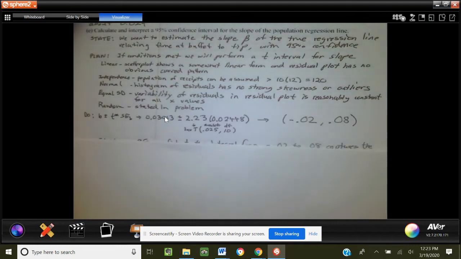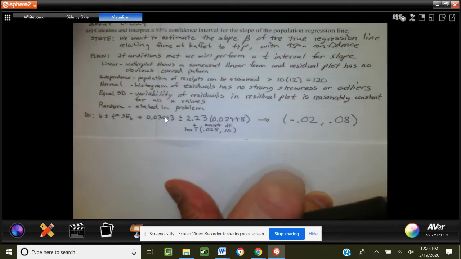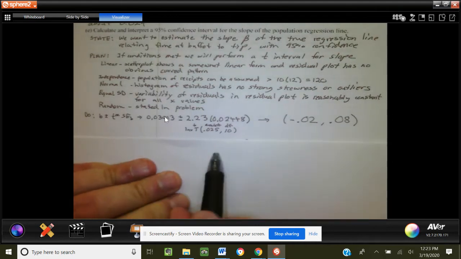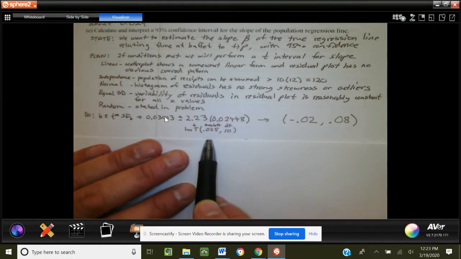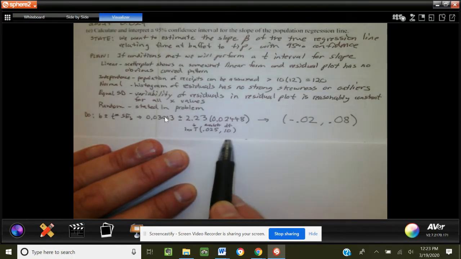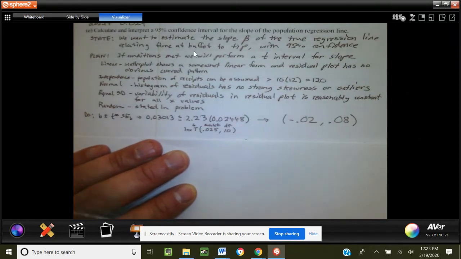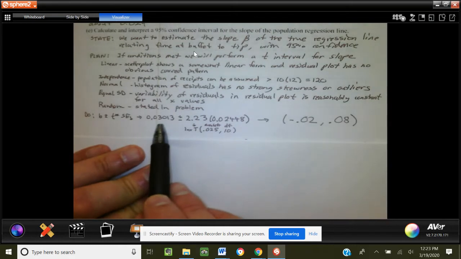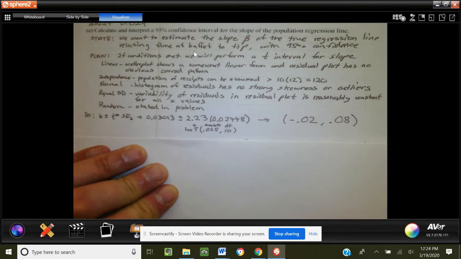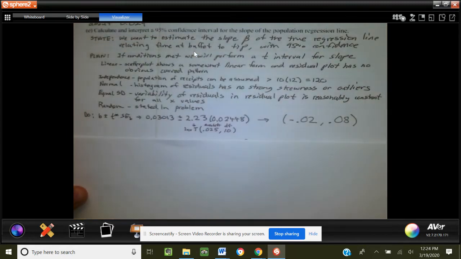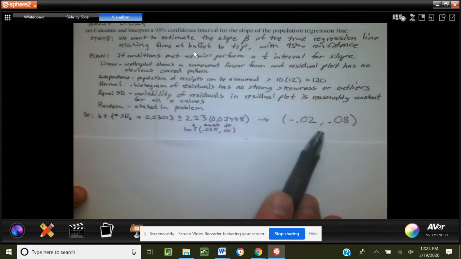All right. So for the do step, we just use our formula. If we do inverse t, we're doing a 95% confidence interval, so we would do inverse t of 1 minus 0.95 divided by 2. And then degrees of freedom would be 12 minus 2, which is 10. So that gives us our t critical value. And then here's our slope, plus or minus t critical value times the standard error of the slope, again coming right off of the computer output right here. And that gives you this confidence interval here.